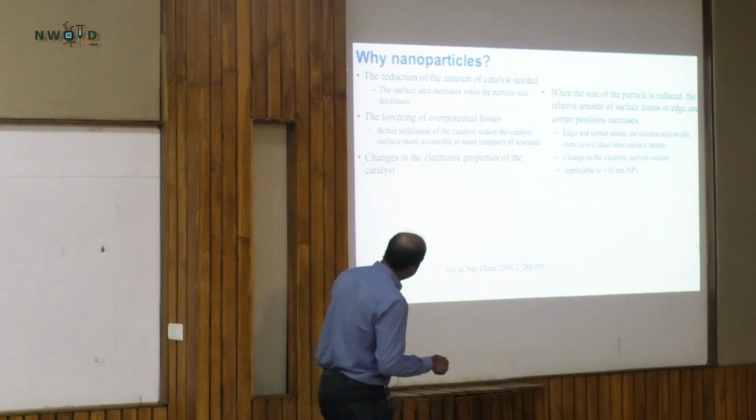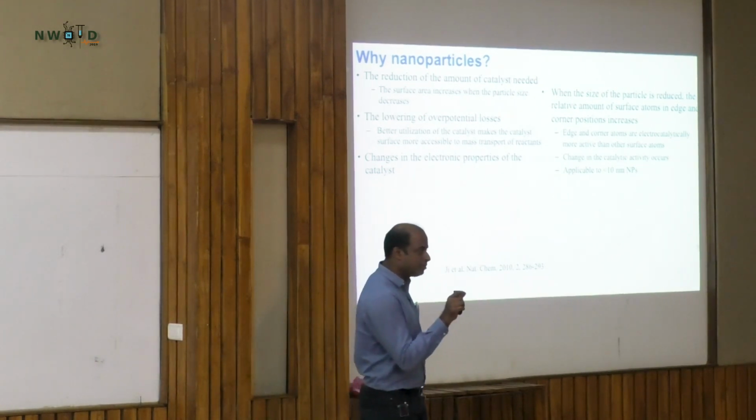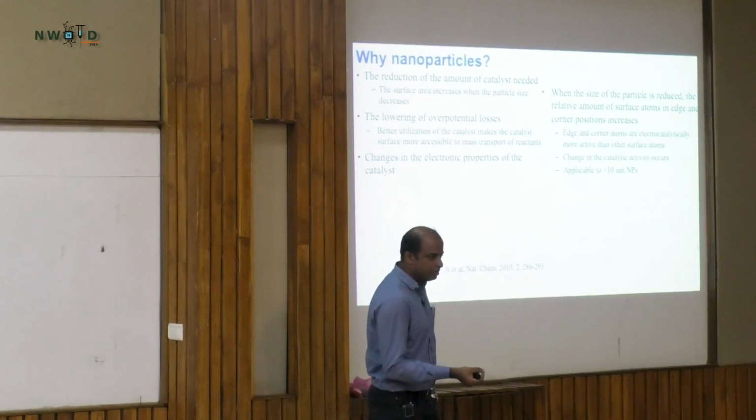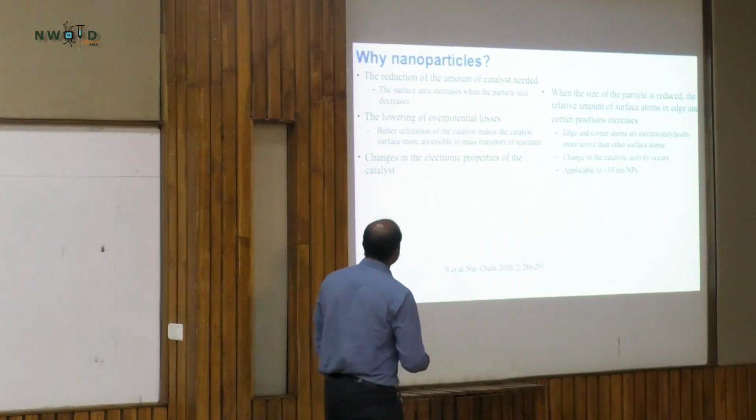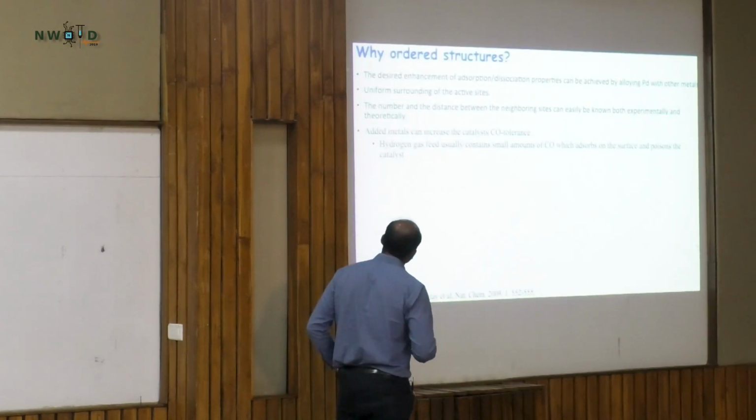When the size of the nanoparticle is reduced, most activity is at the edges and corners of the atoms. So when you tune precisely, you have more edges, more corners and more active species. This is only applicable below 10 nanometers. And we use an ordered nanostructure.